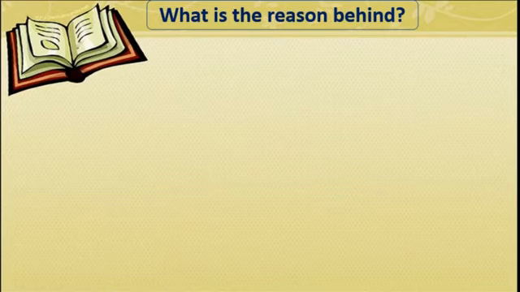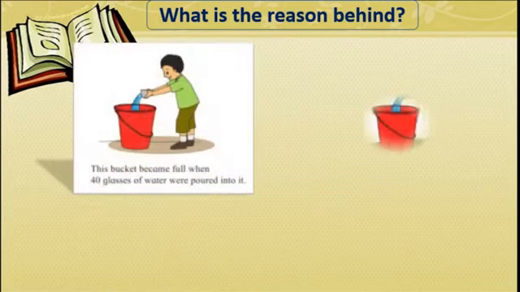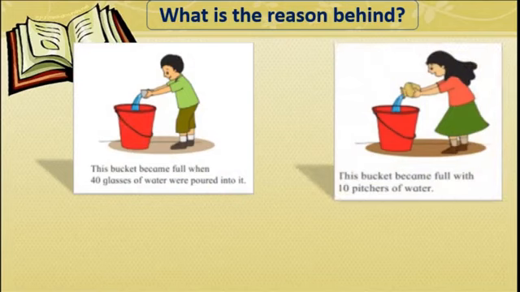What is the reason behind this? Students, here we will go through two pictures. The first one is a boy pouring water in the bucket with the help of a glass. In the second picture, a girl is pouring water in a bucket of the same size with the help of a pitcher. Pitcher means a container that the girl is holding.